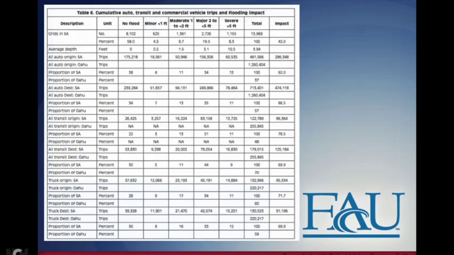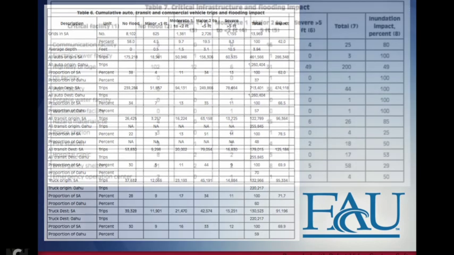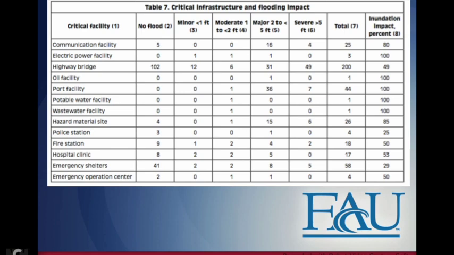So sorry about that. This looks at the cumulative auto, transit, and commercial vehicle trips associated with flooding impact, and I'm not going to go into detail into this. This looks at critical infrastructure facilities and the number of different types of facilities, all the way from minor flooding all the way up to severe flooding, and you can see here that it's broken down into the type of facility. So, for example, in the far right column, inundation impact in terms of percentage, looks at 80% of communication facilities could be impacted, 100% of electric power facilities, and then even 29% of emergency shelters could be impacted under kind of the greatest levels of flooding.